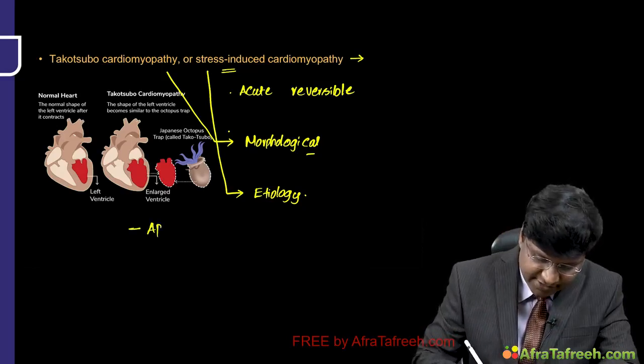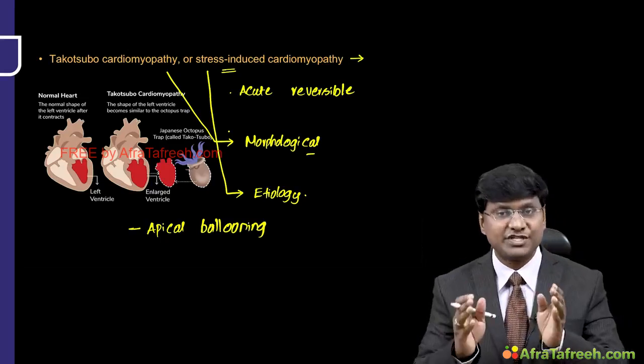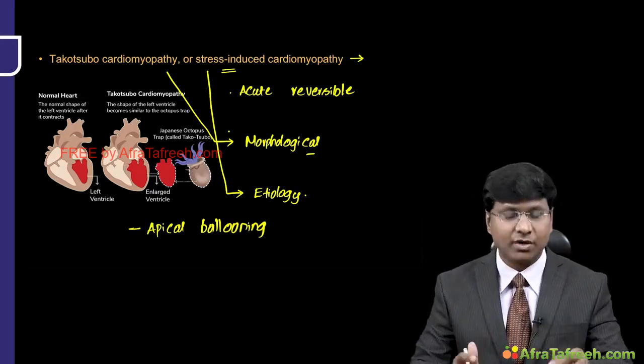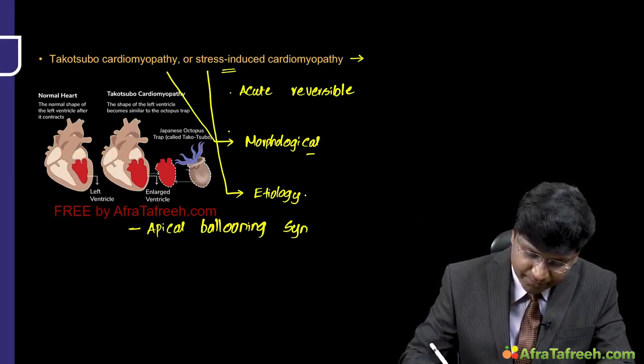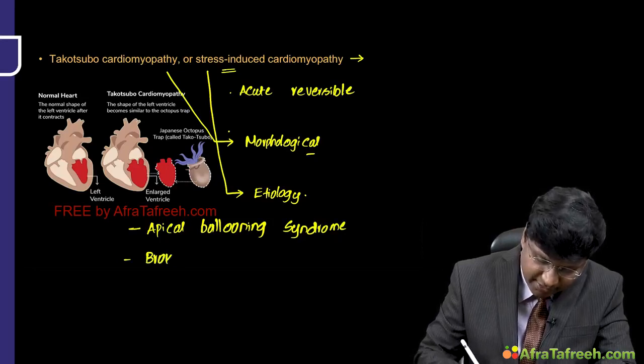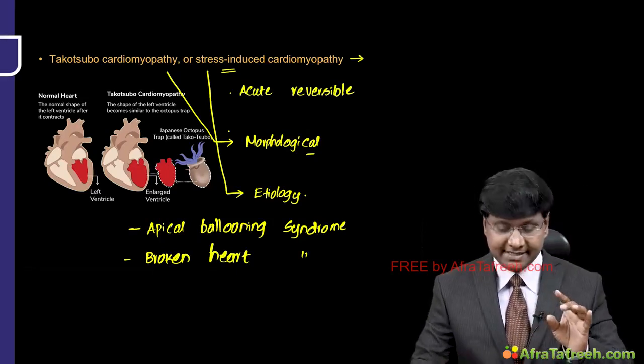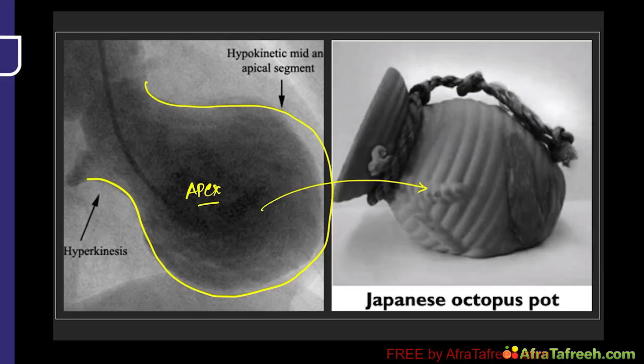Now what are the other names of this Takotsubo cardiomyopathy? It is also called apical ballooning syndrome. Why is it called apical ballooning syndrome? It is the apex which gets ballooned out. That is the reason why it is called apical ballooning syndrome. Another name for this is broken heart syndrome. Why is it called broken heart syndrome? Because the apex which has ballooned out is a very thin-walled structure and there is a very high chance of rupture, and that is the reason why it is called broken heart syndrome.